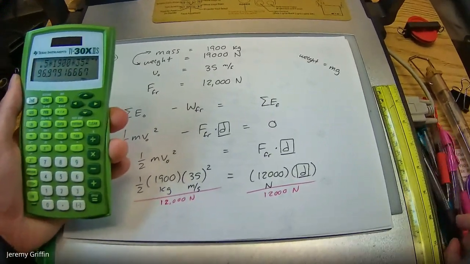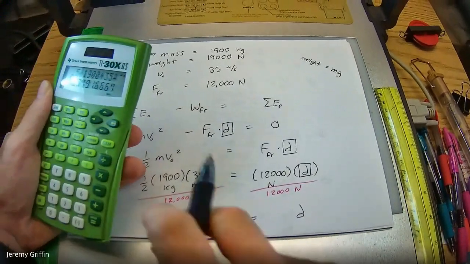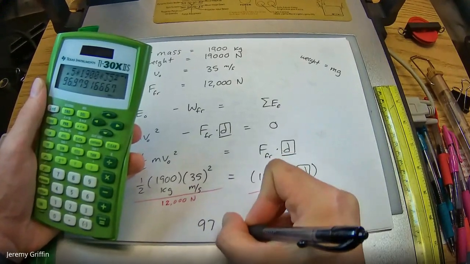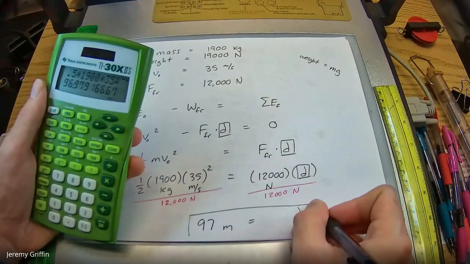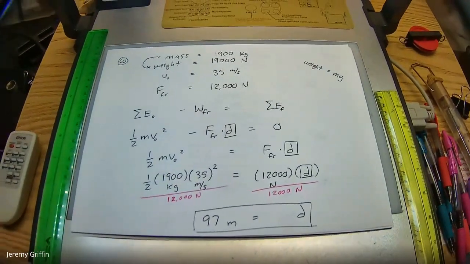I'm looking at a stopping distance of 96.98 meters, call it 97 meters. 97 meters is my car's stopping distance. Woo! That's about the length of a football field right there.